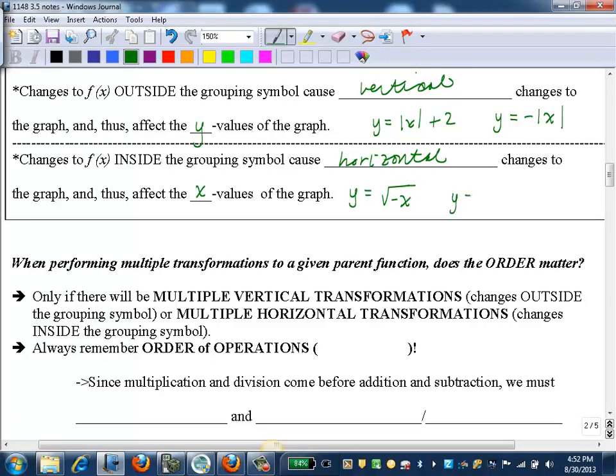Another example would be if we added inside the grouping symbol, so square root of x plus 2, putting the 2 on the inside. Now this is going to cause a horizontal change, and remember, the horizontal stuff's backwards. It's the opposite of what you think. So you think you would shift to the right 2, but you actually go to the left 2.